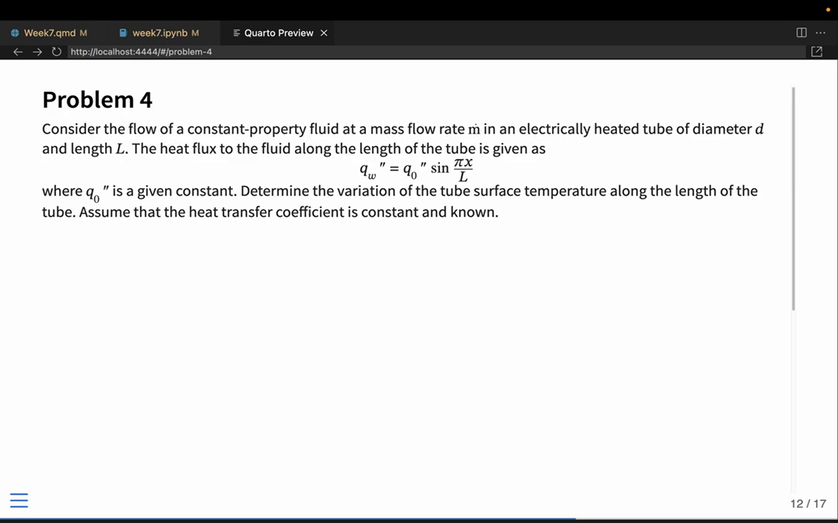So maybe you have some coil or something in such a way that it varies sinusoidally. Now assume q double prime, q naught prime, is constant. So the amplitude is constant, but along the x direction it is varying. How would the tube surface temperature vary along the length? Assume the heat transfer coefficient to be constant and the value is known.